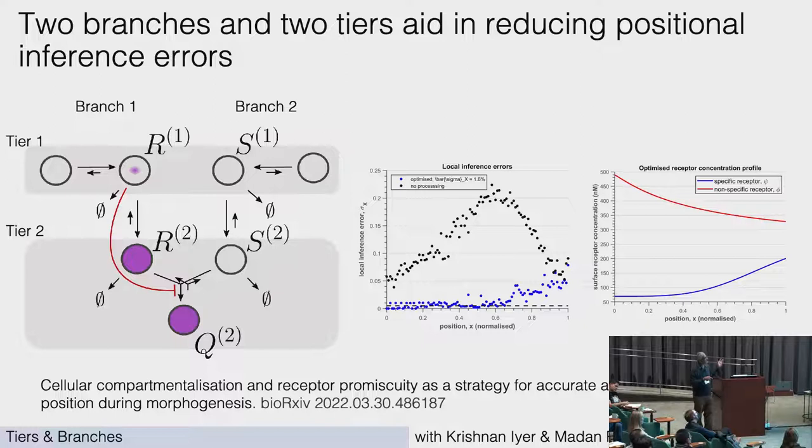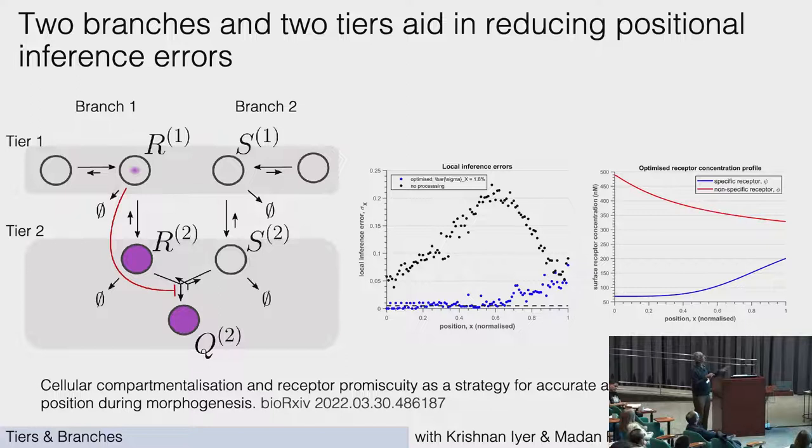At the same time, my colleagues Madan and Krishnan were trying to understand what sorts of topologies of the capture of these molecules by cells could give rise to a robust system that would give us extremely good positional accuracy of measuring the secreted morphogen. And what they came up with after looking at many different models, completely coincidentally, I must say, we didn't tell them about our results, was a system where you had branches and tiers.